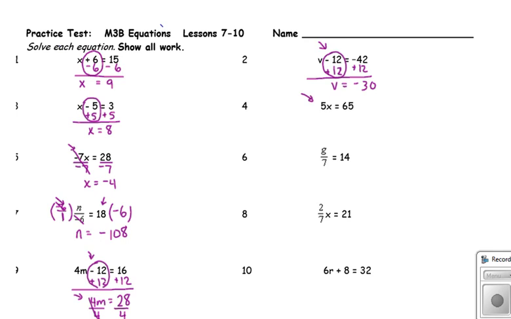Number 4, 5x means to multiply. We divide. Show division with a fraction bar. Divide by the coefficient 5. A number divided by itself is 1, and the answer is 13.